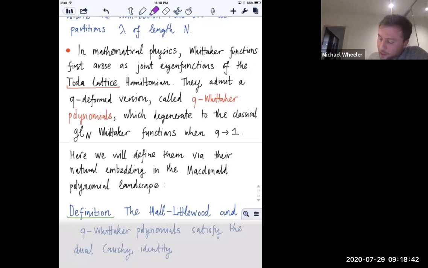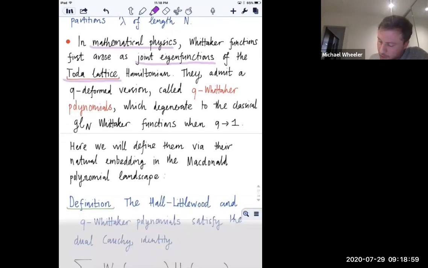The Whittaker functions are really mathematical physics type objects, and they arose as joint eigenfunctions of a certain integrable system known as the Toda lattice. The Toda lattice has a Hamiltonian which can be expressed in terms of certain differential operators, and the joint eigenfunctions of the Hamiltonian are in fact Whittaker functions.